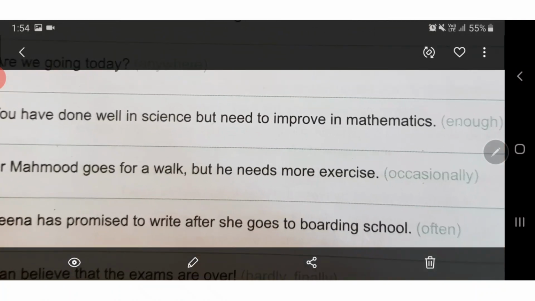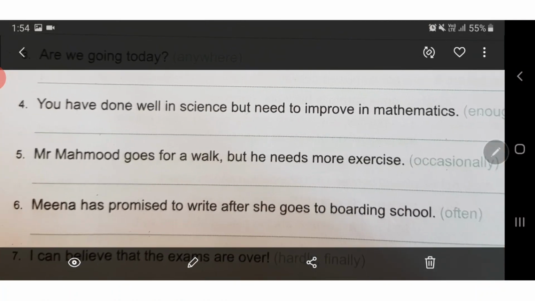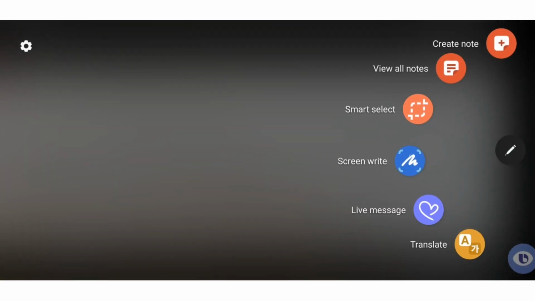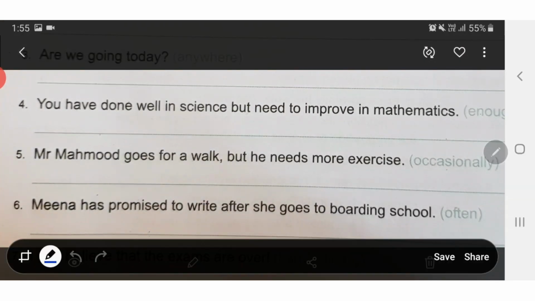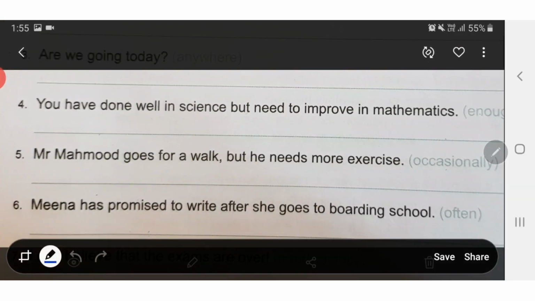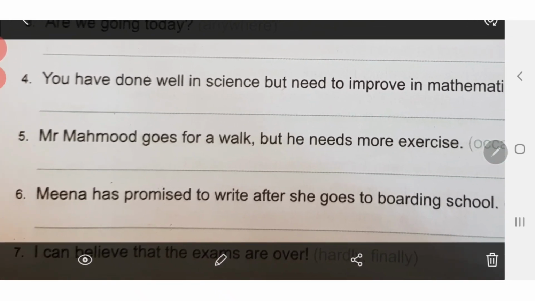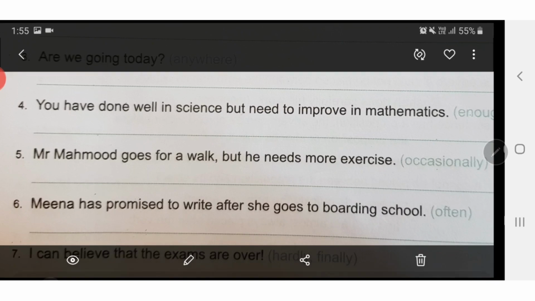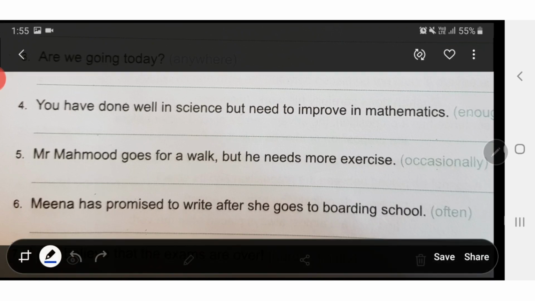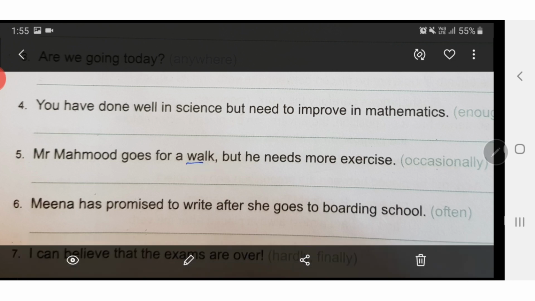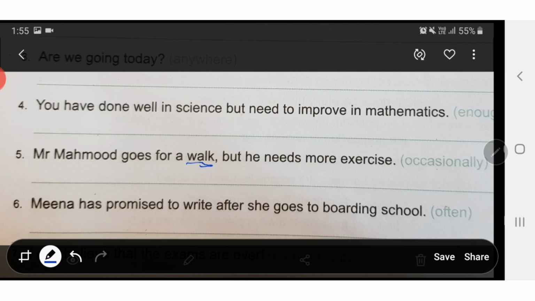Number 5 says Mr. Mahmood goes for a walk. So students, let's focus. Now we will be doing number 5. It will become Mr. Mahmood goes for a walk. Now students, let's pick the main verb here. Walk is the main verb. And occasionally tells you when he goes, like sometimes, not all the time, right? So this occasionally will be put after the main verb here.